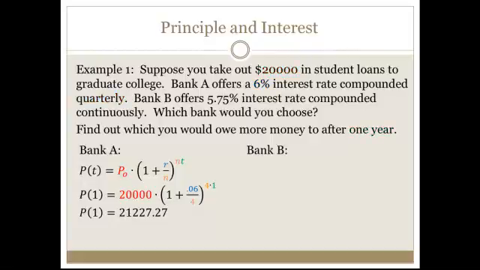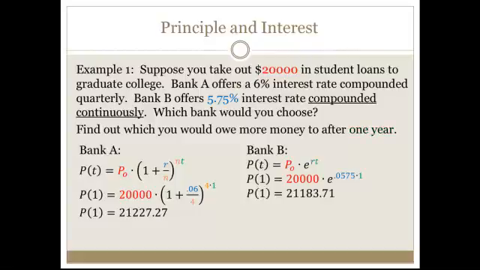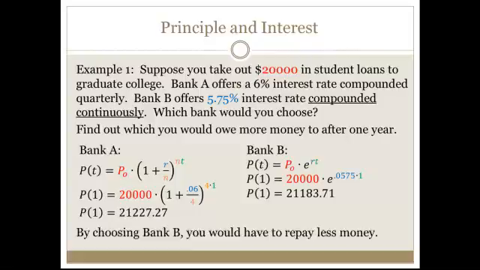What about Bank B? With Bank B, we would use the model P(T) = P0 times e^(RT) because we are compounding continuously. For Bank B, P(1) equals $20,000 times e^(0.0575, which is 5.75%, times 1). Which means that P(1) equals $21,183.71. By choosing Bank B, you would have to repay less money.